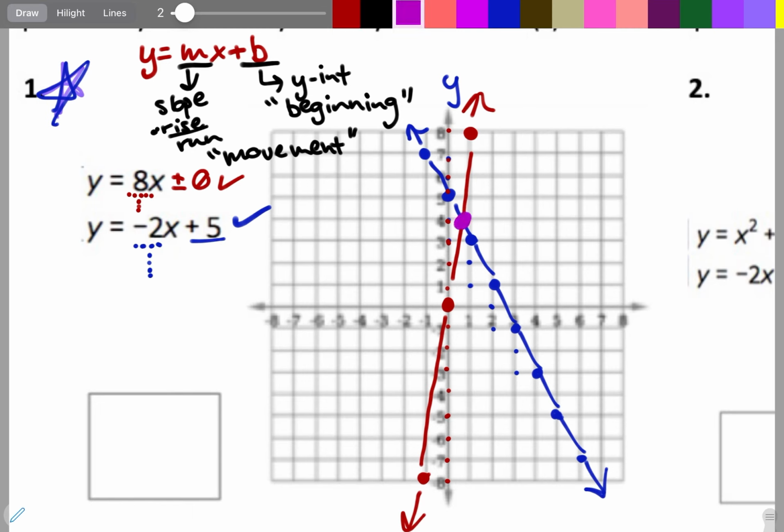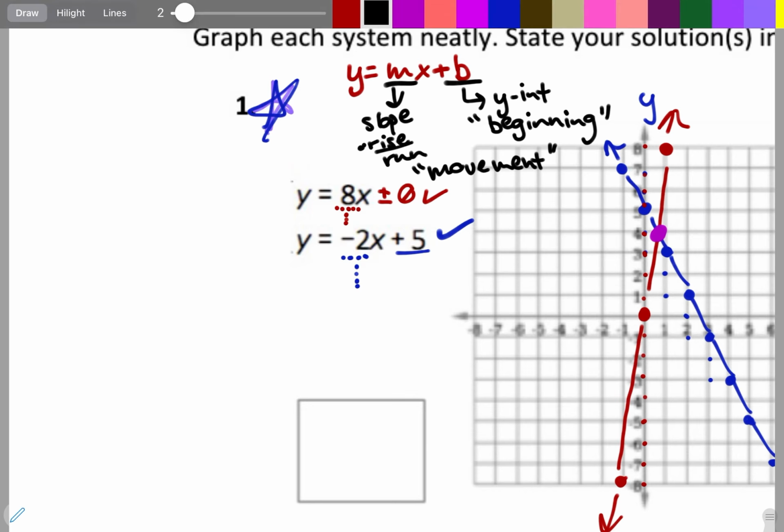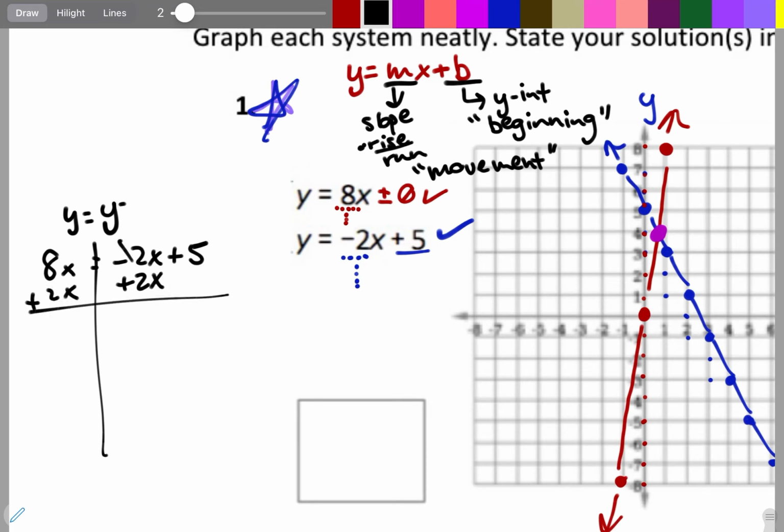Now, this one wasn't a clean solution, so it requires some algebra, okay? Truth be told, whenever your intersection is not a clean point, you got to do some algebra. And in this situation, we're just going to set y equal to y, which means that 8x is equal to -2x plus 5. All right. Add 2x to both sides. That's going to be 10x, equals 5. Then we're going to divide by 10 on both sides. 5 divided by 10 is 1/2. That's why the point wasn't clean.